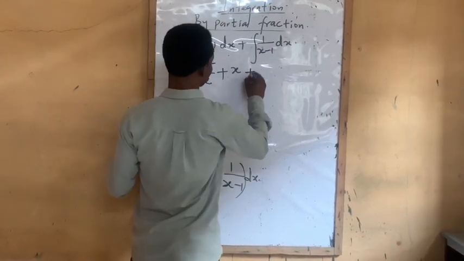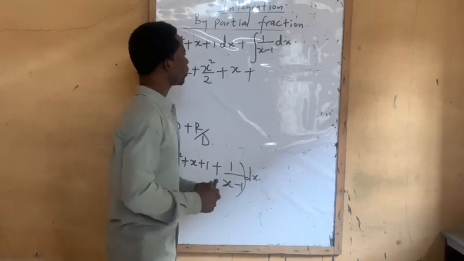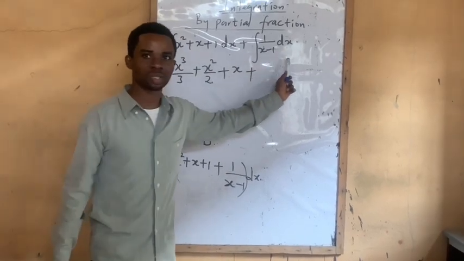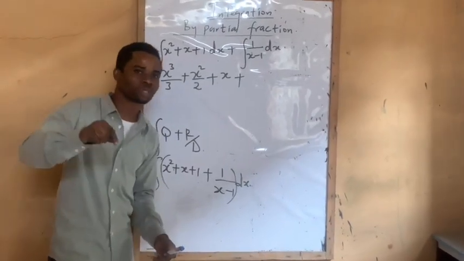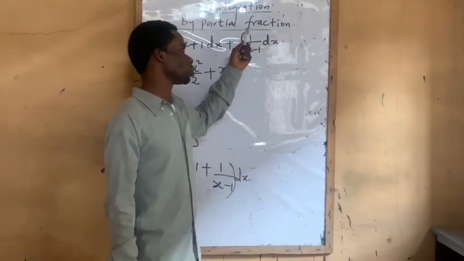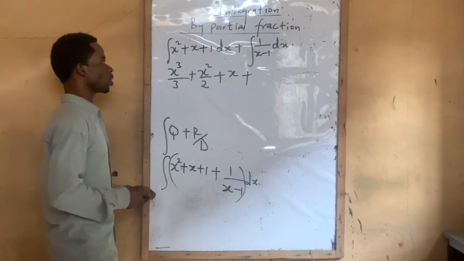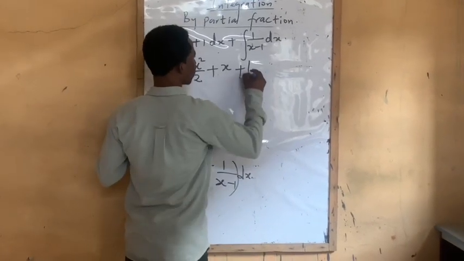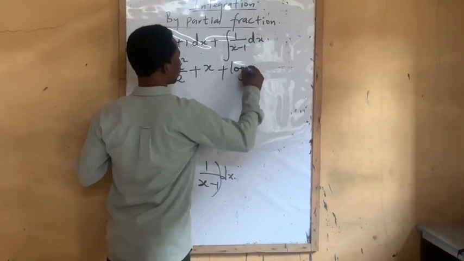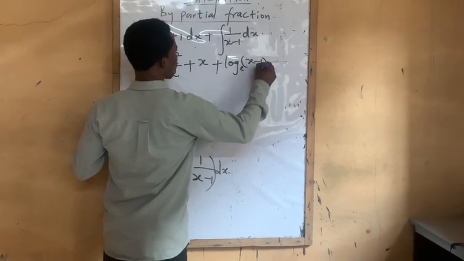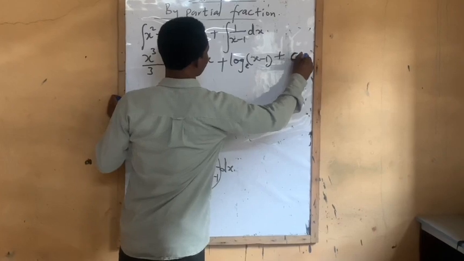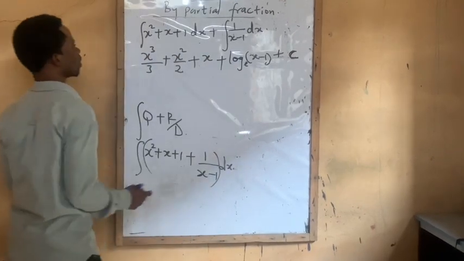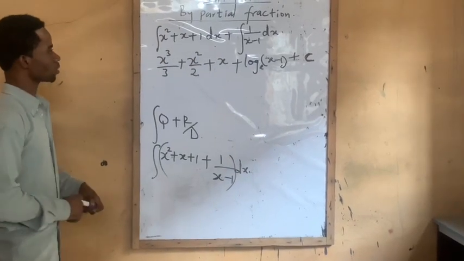plus. Now, the differential of x minus 1 is actually 1. So anytime the differential of the denominator is equal to the numerator, we apply a log. That is log of x minus 1 plus arbitrary constant. So that is our final answer for that.